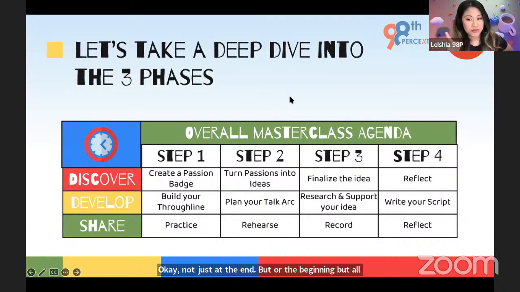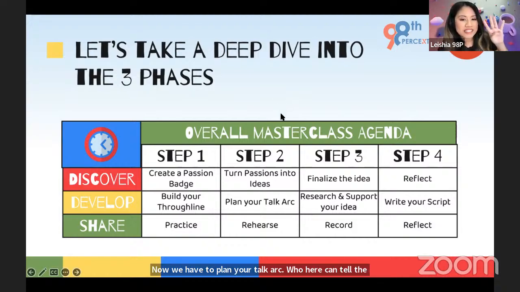After you develop your through line, and remember, if you were not here yesterday, you will have time today after the masterclass to dive into this. Now we have to plan your talk arc. Who here can tell the class what were the 4 components of the talk arc? I see Christine has her hand up. Go ahead, Christine.